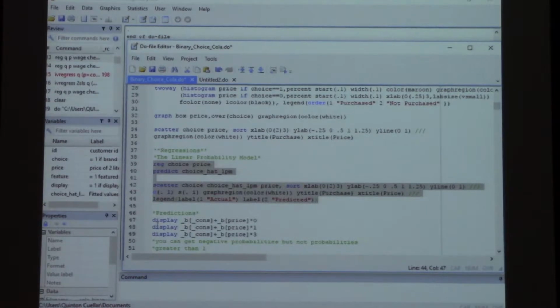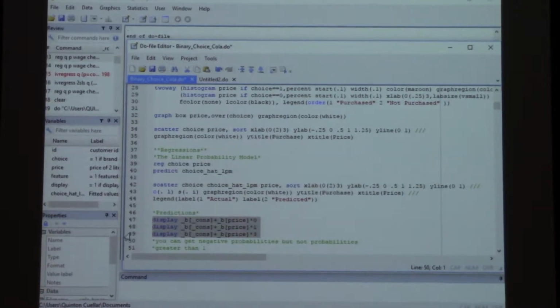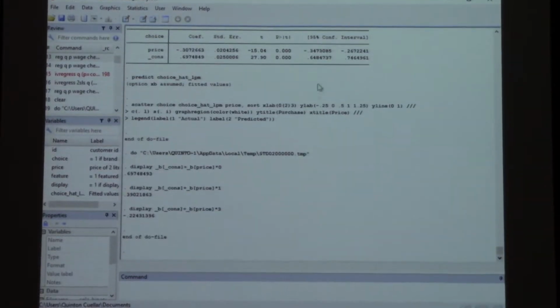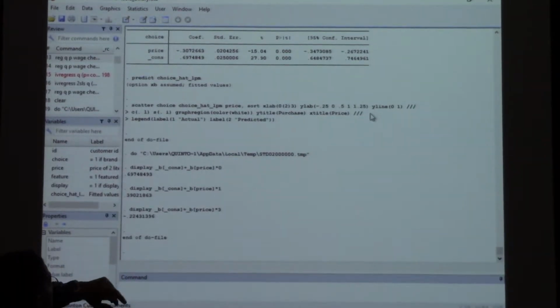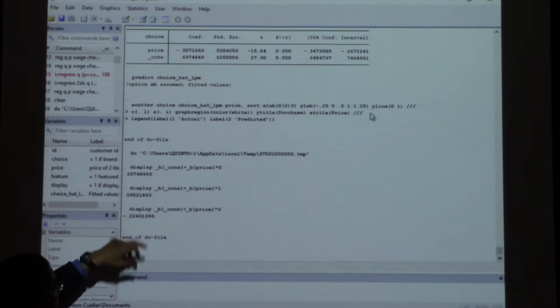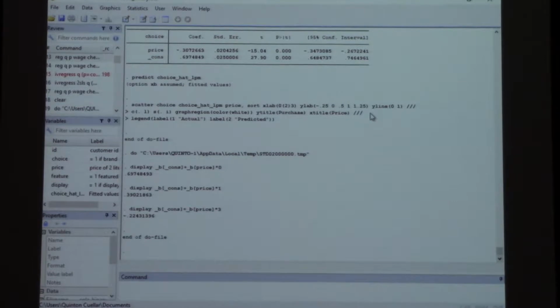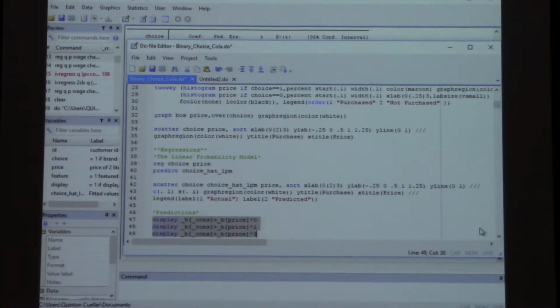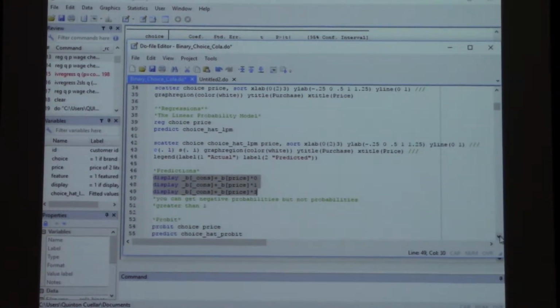We can see that if we just plug in the formula at different prices, at 0, at 1, and at 3: at the price of 0, the probability of purchasing is 70%. At $1, it's 39%. And at $3, the probability of purchasing is negative 22%. You can't get negative probabilities. You're not supposed to.